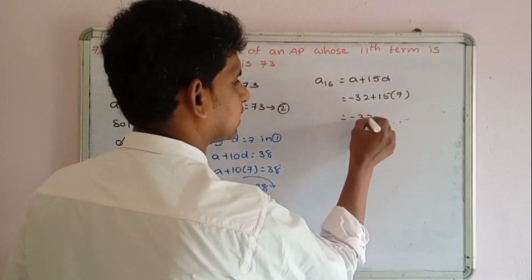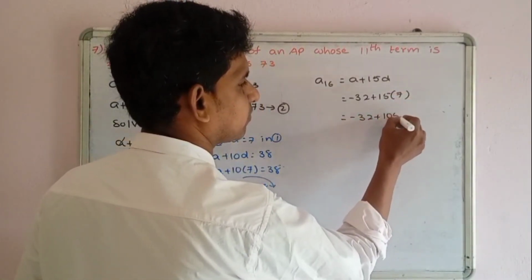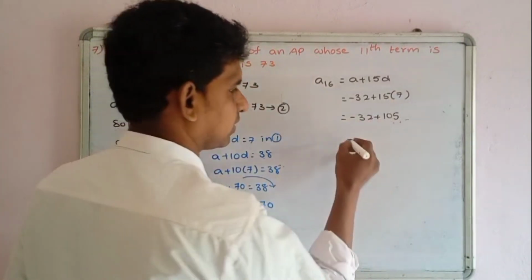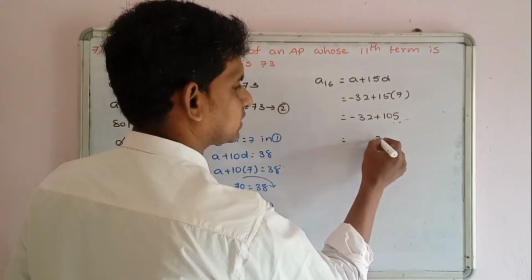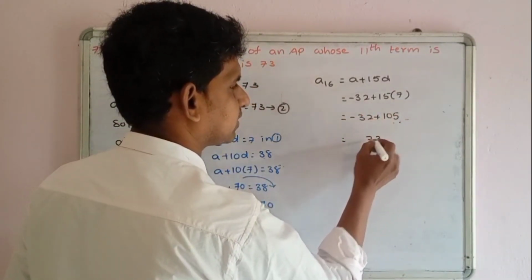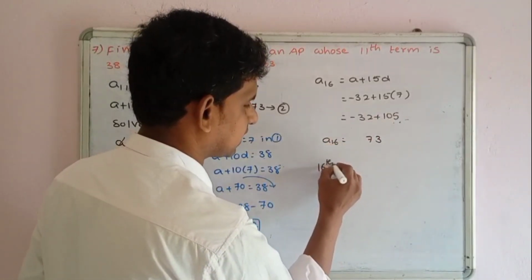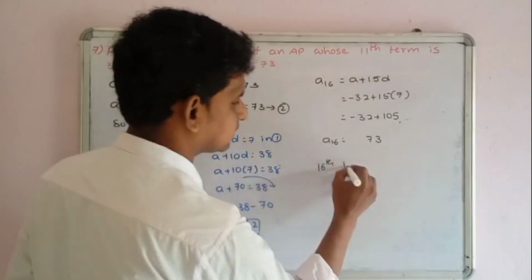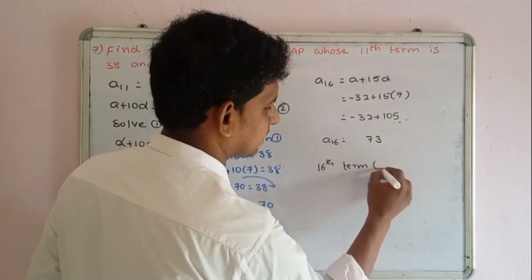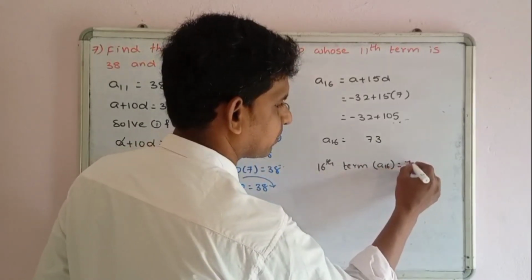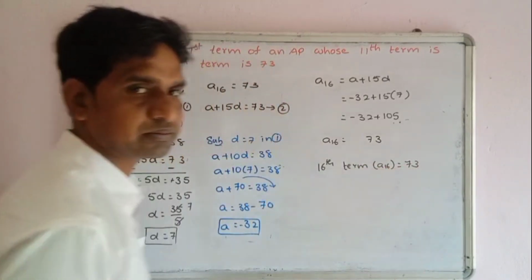So minus 32 plus 105. 15 7s are 105. 5 minus 2 is 3. 10 minus 3 is 7. So A16 equals 73. Therefore, the 16th term in the given AP, A16, equals 73.